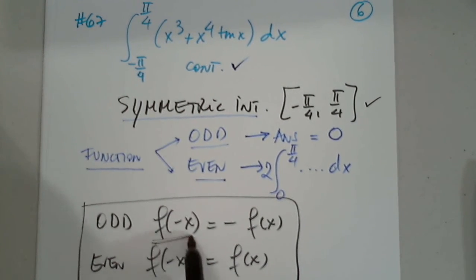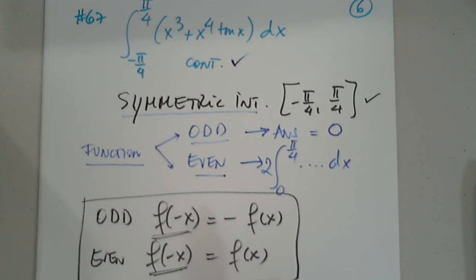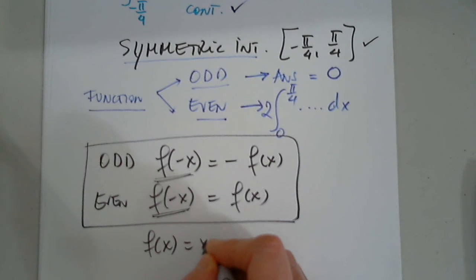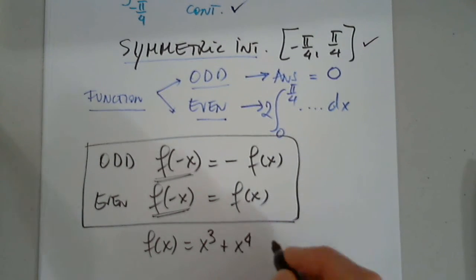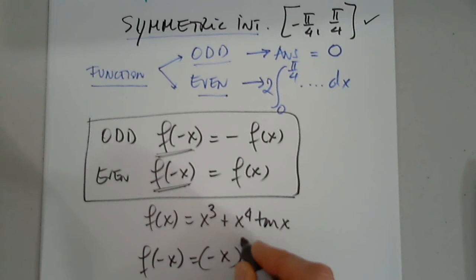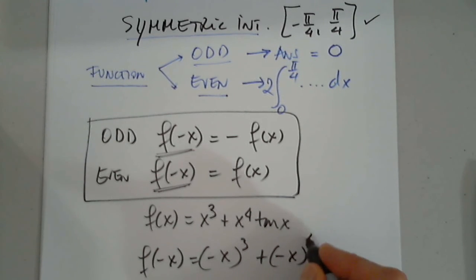So in other case, we have to find f of negative x. So f of x is x cubed plus x to the fourth tangent x. So now if I want to determine f of negative x, then I have negative x to the third plus negative x to the fourth and tangent negative x.